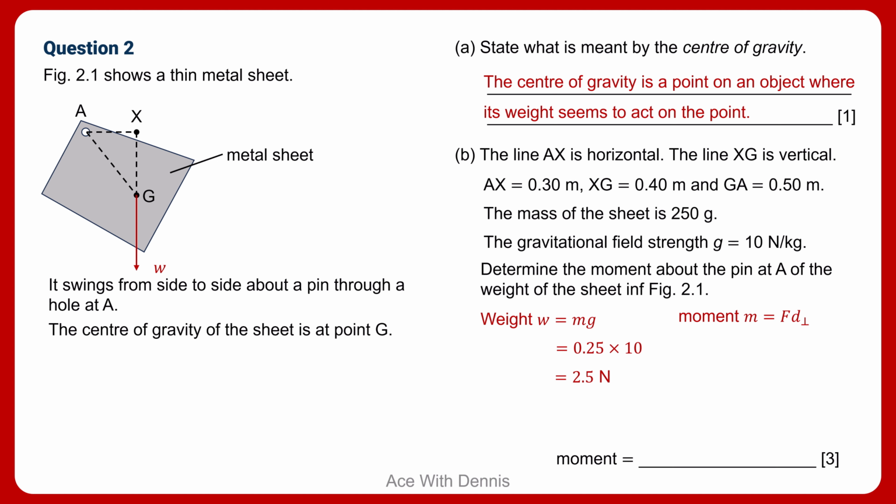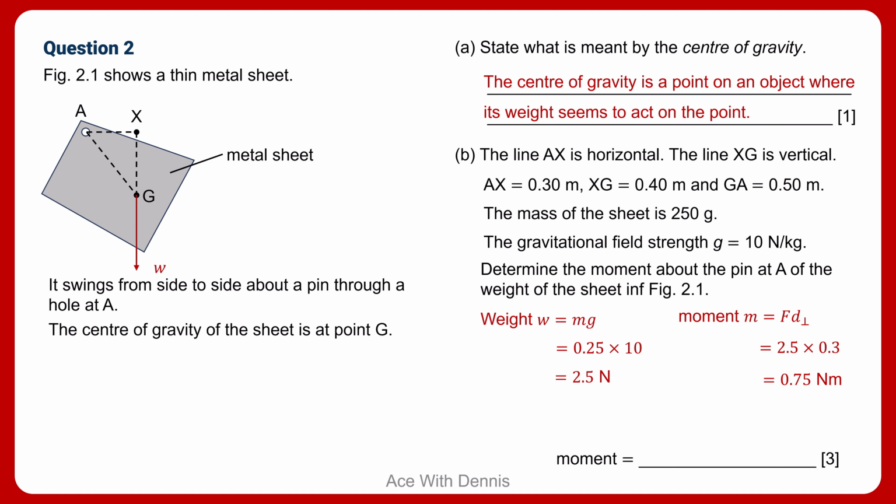Next, we apply the moment's formula to determine the moment. So M equals the force F multiplied by the perpendicular distance d. So for this case, our force is the weight, and the perpendicular distance with this force is AX. Then we substitute the values. The force is the weight, which is 2.5. The perpendicular distance is AX, which is 0.3. We calculate, we'll get 0.75 newton meters.